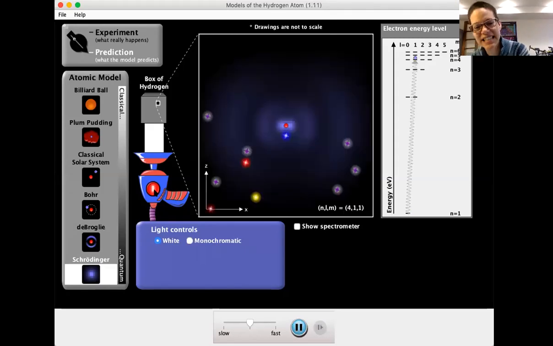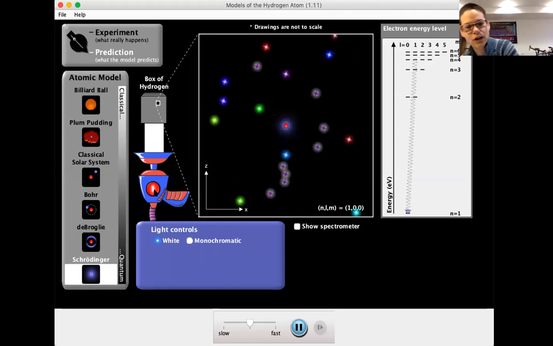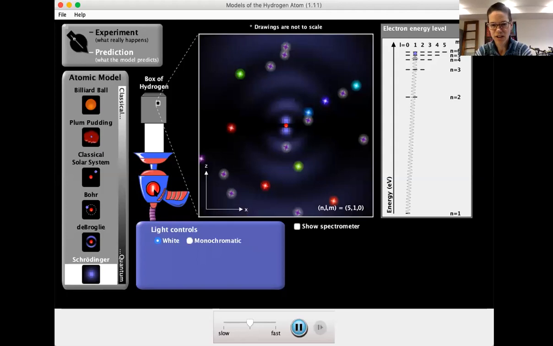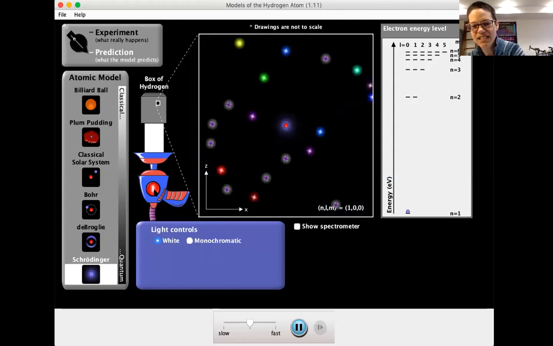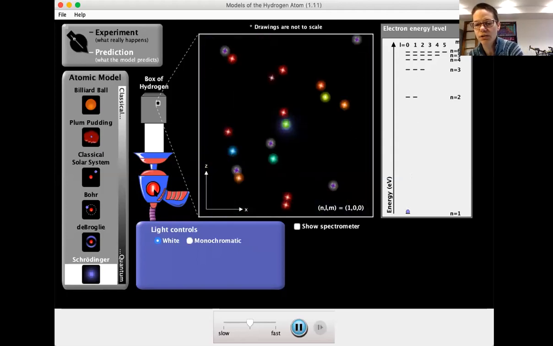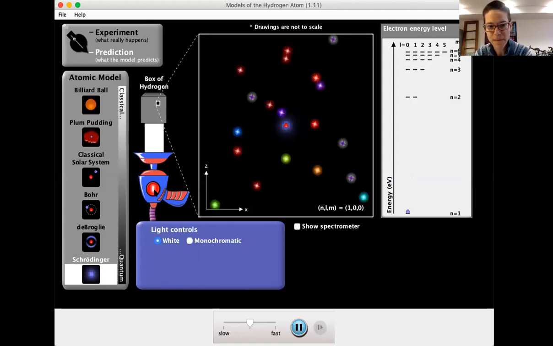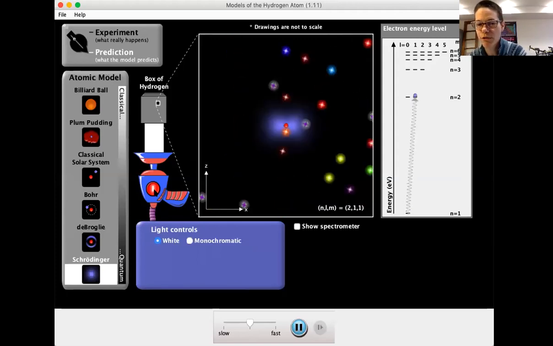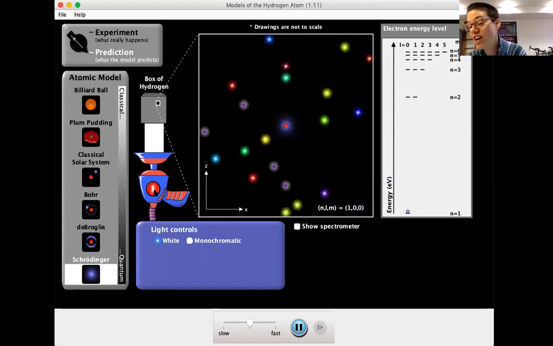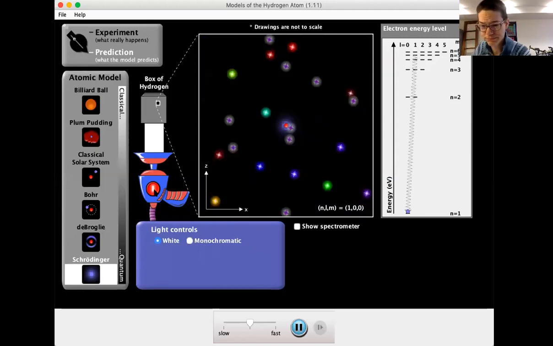So the electron here is not a distinct thing. And in fact, when you get excited electrons, you end up with these fuzzy little shapes. And it's because these are what we refer to as electron clouds.